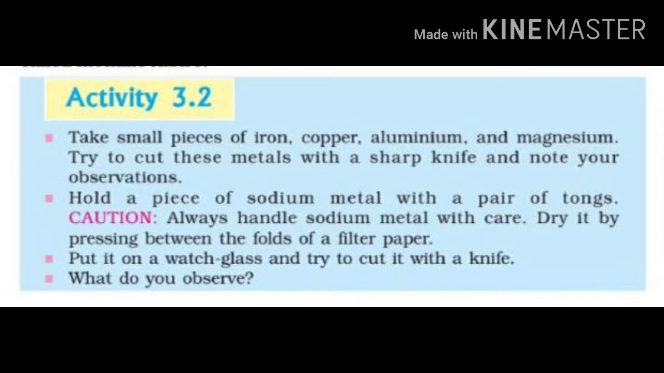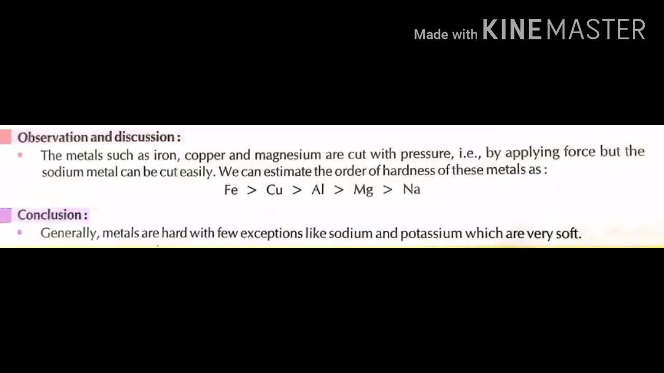What do you observe? The metals such as iron, copper, and magnesium are cut with pressure, that is, by applying force, but the sodium metal can be cut easily. We can estimate the order of hardness of these metals as Fe > Cu > Al > Mg > Na. From that we conclude, generally metals are hard with few exceptions like sodium and potassium, which are very soft.